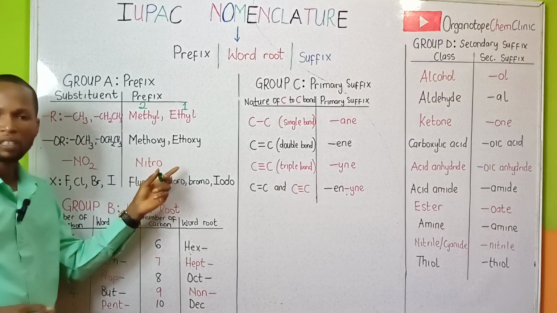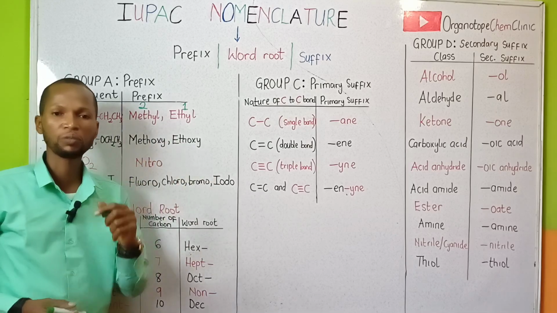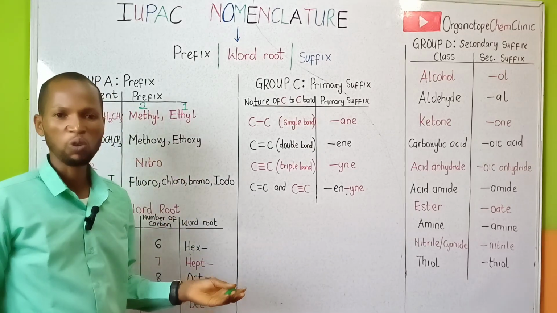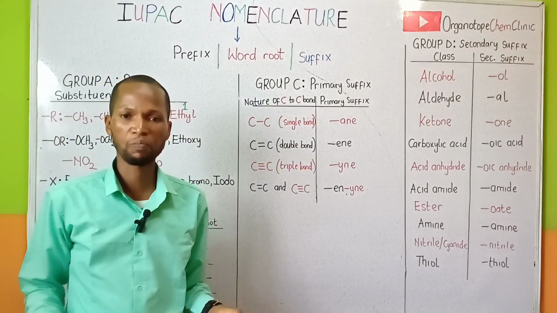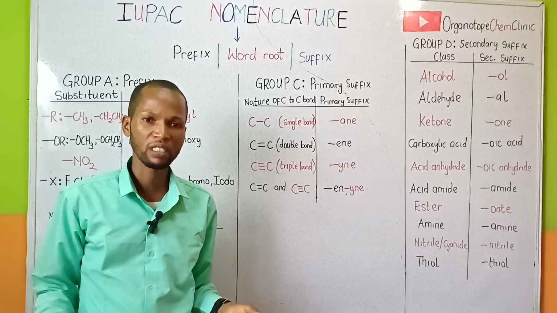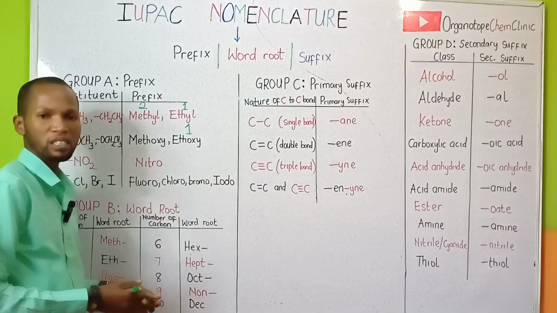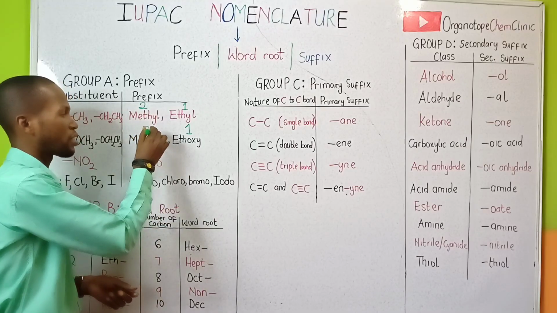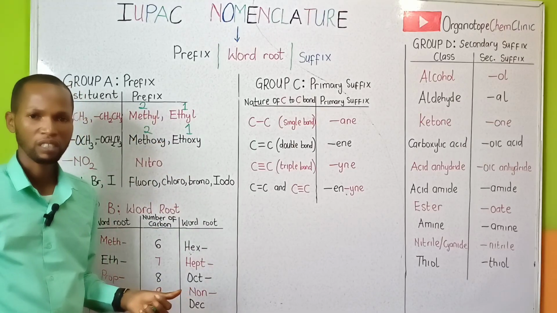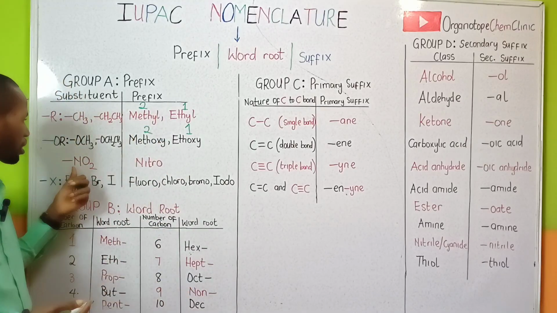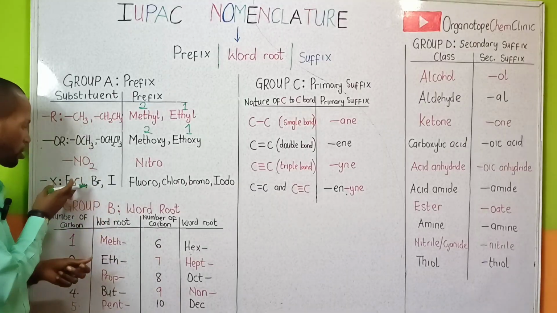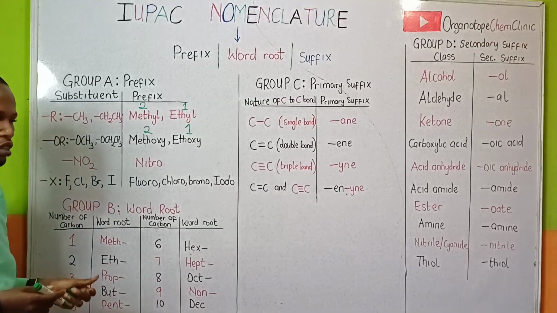We have the methoxy group right here and the ethoxy group here. So which of these two will have higher priority based on alphabetical arrangements? That's right, the ethoxy has priority over the methoxy. Is that taken?